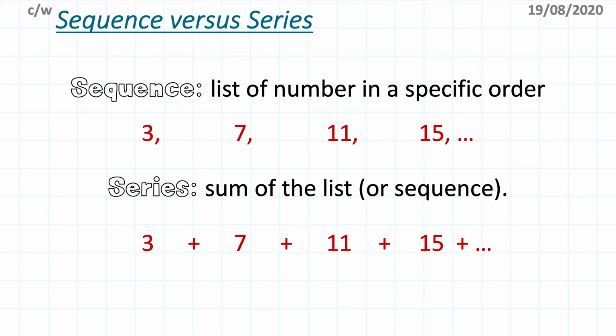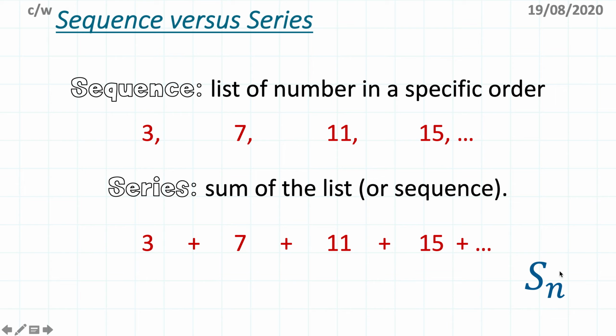A series, on the other hand, is the sum of a list. If you take the sequence and instead of having commas in there, you'd have addition in there, so you're adding the list of numbers. Now it gets a bit tedious to add the numbers and write the long list of numbers, so we want to shorten this expression. I'm going to use the sigma notation to denote this sum of numbers.